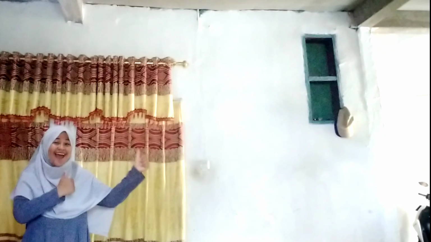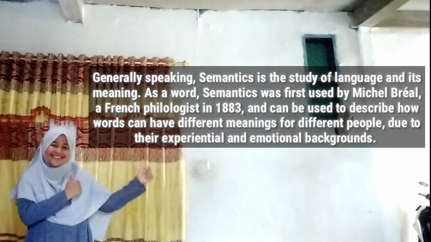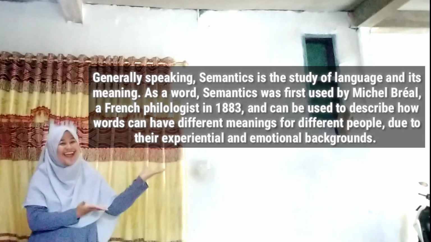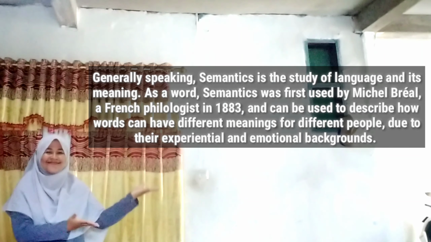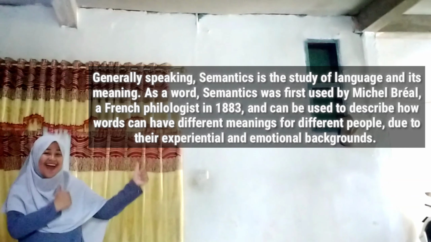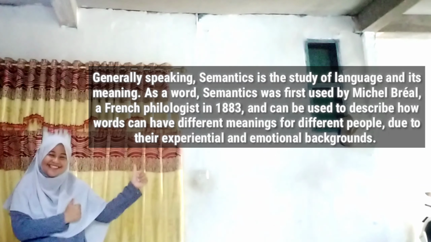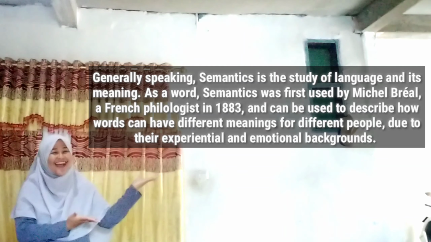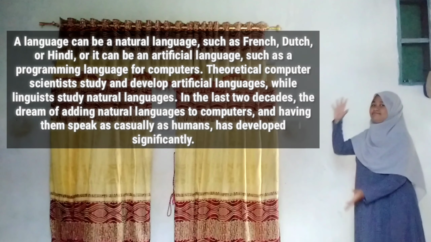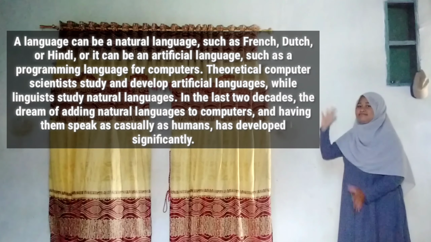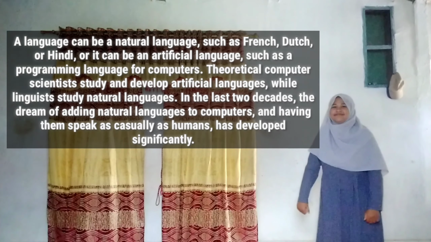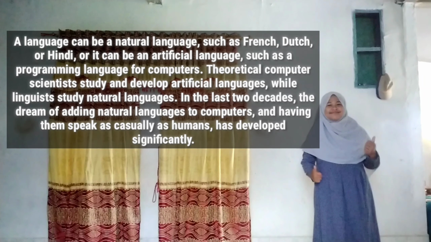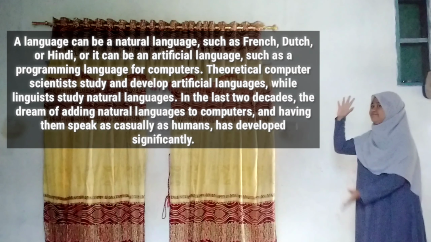Next, I would like to talk about the brief history of semantics. Generally speaking, semantics is the study of language and its meaning. As a word, semantics was first used by Michel Bréal, a French philologist, in 1883, and can be used to describe how words can have different meanings for different people due to their experiential and emotional backgrounds. A language can be a natural language such as French, Dutch, or Hindi, or it can be an artificial language such as a programming language for computers. Theoretical computer scientists study and develop artificial language, while linguists study natural language.